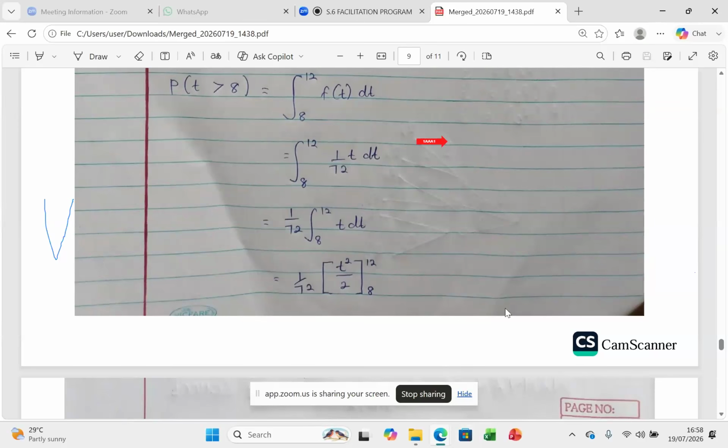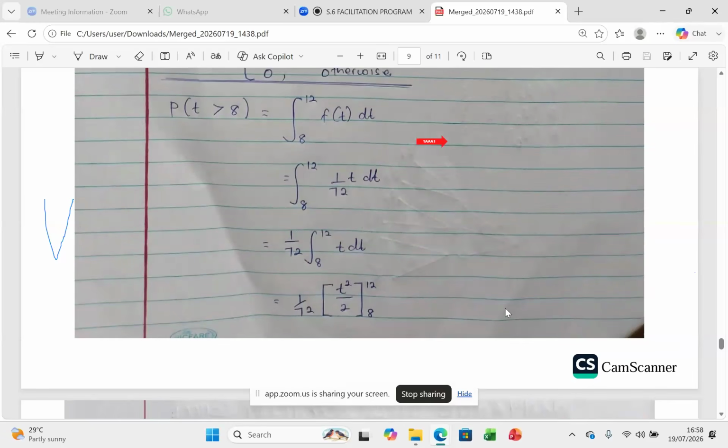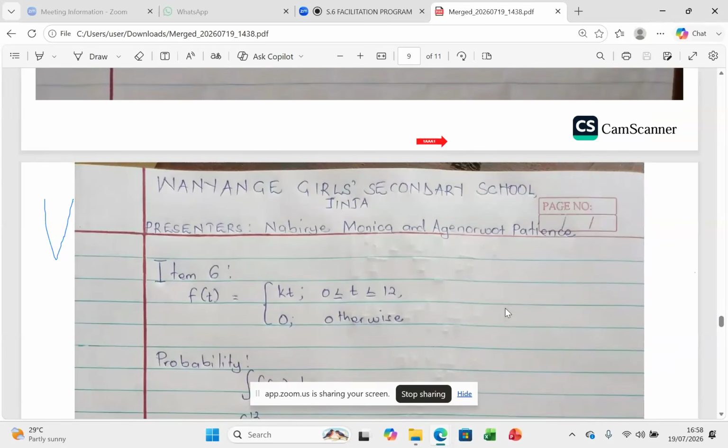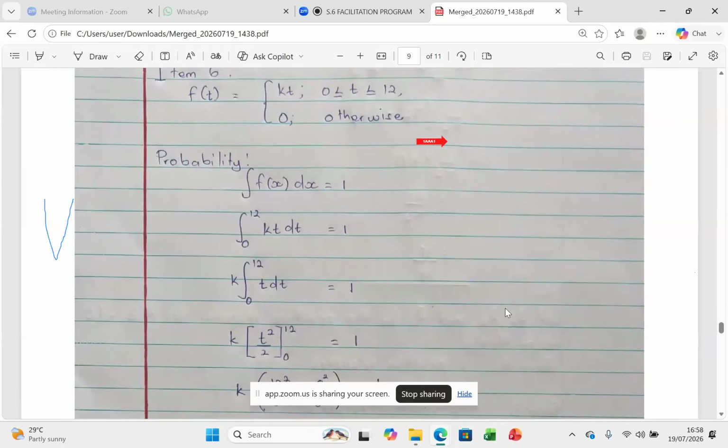Hi. I was asking about how you got the value for K at the beginning. I was just requesting for pardon before. Okay.